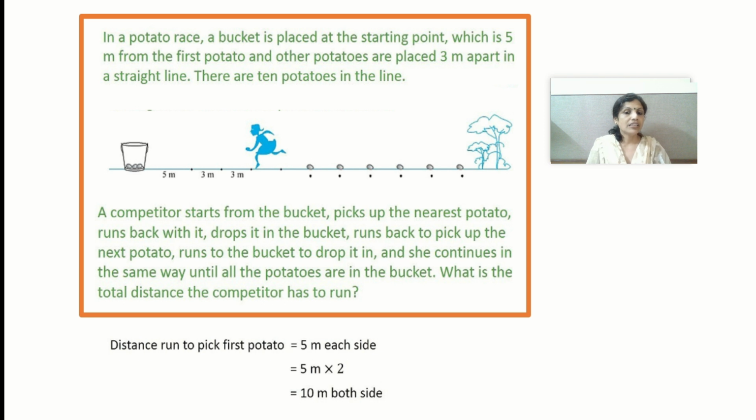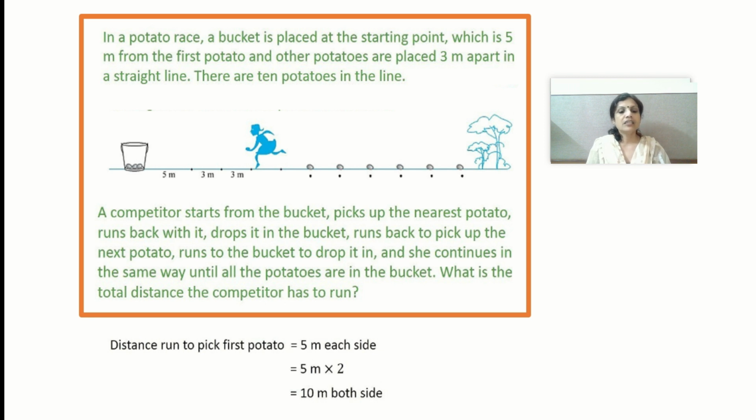So please understand the sum, that there is a potato race and the bucket is placed at the starting point, and the distance of the bucket from the first potato is 5 meter. Every potato is placed 3 meter apart, and there are 10 such potatoes. So the total distance how much the competitor will run, that we are asked.